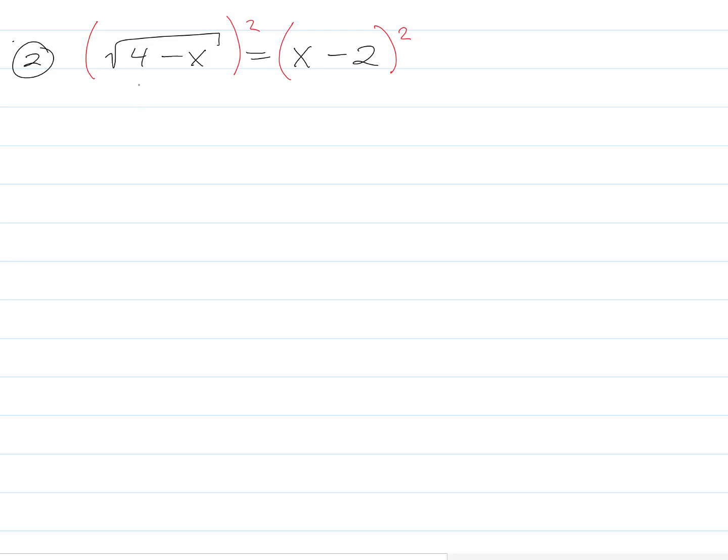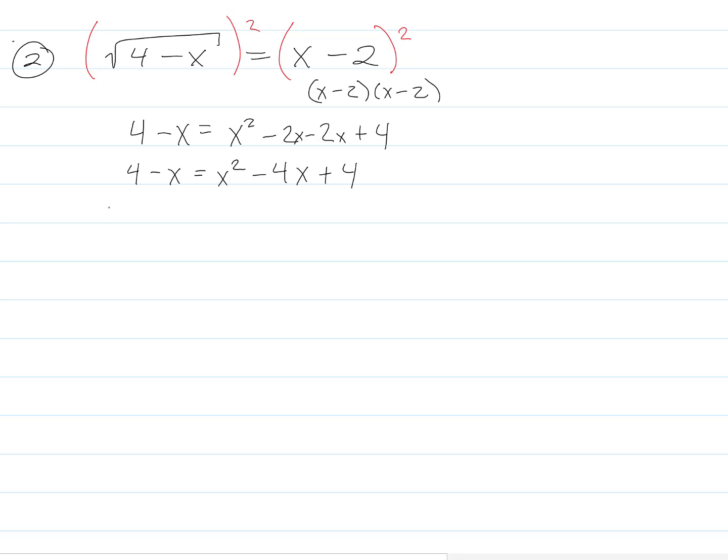So on the left, we've got 4 minus x. And over here on the right, that's x plus 2 quantity squared, or x minus 2 quantity squared. So remember, you can FOIL it out first. Outer, inner, last. So 4 minus x needs to be equal to x squared minus 4x plus 4.